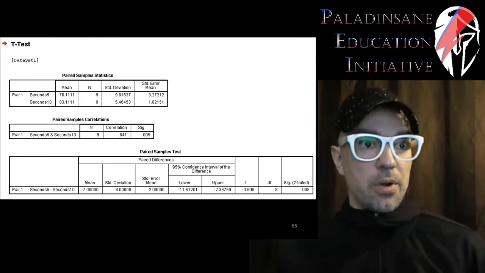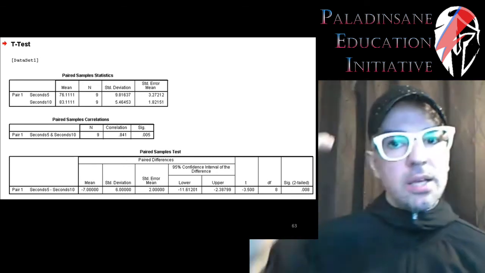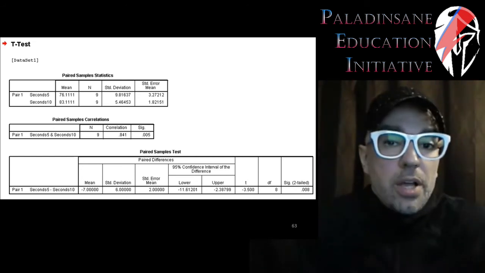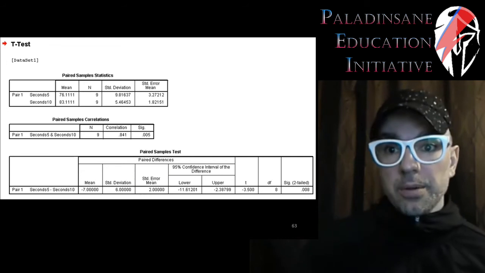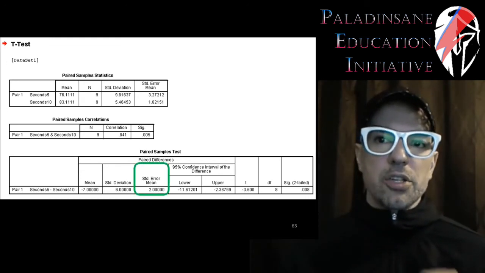And there is 1 number in the bottom table, that paired samples t-test table. There is 1 number there that is labeled standard error mean. So the question is, which one do we look for? Which one do we look at? And the answer is that one. So make a note. That's the standard error of the mean that you want.